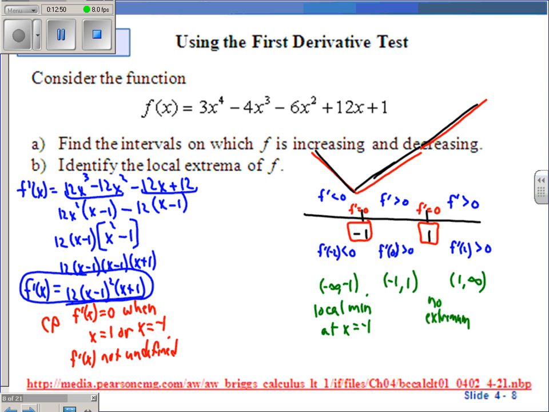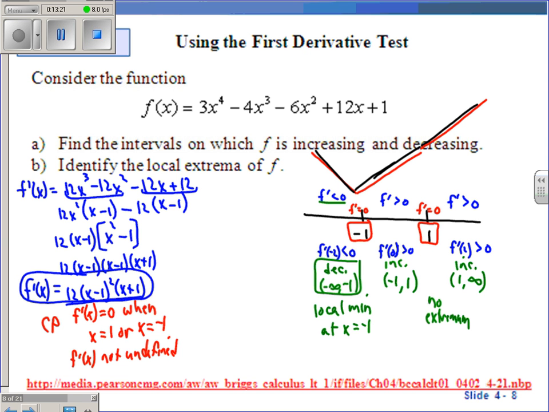Okay, so let's see, what were we asked for? We were asked to find the intervals where it was increasing and decreasing. Well, decreasing was on the interval from -infinity to -1 because I see that the derivative was negative. On the interval from -1 to 1, I see that the derivative was positive, so I know that the function had to be increasing there. I also see that from 1 to infinity, the function is increasing.